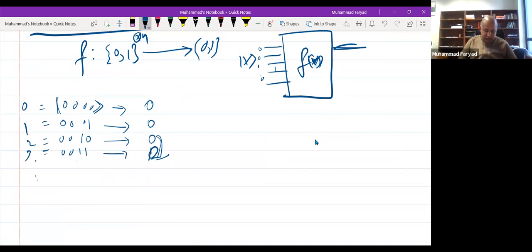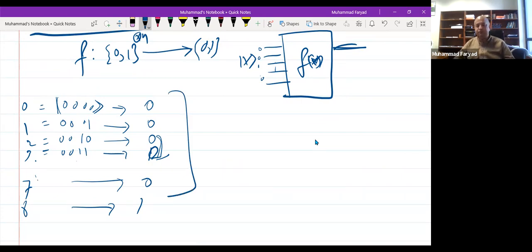You might go all the way to input 7, and it will still give you 0, but at input 8 you get 1, because there are 16 possible inputs in this case, right? 0 to 15. So for 7 inputs I can get a 0, but at the 8th input I will know for sure if it is a constant function or a balanced one.